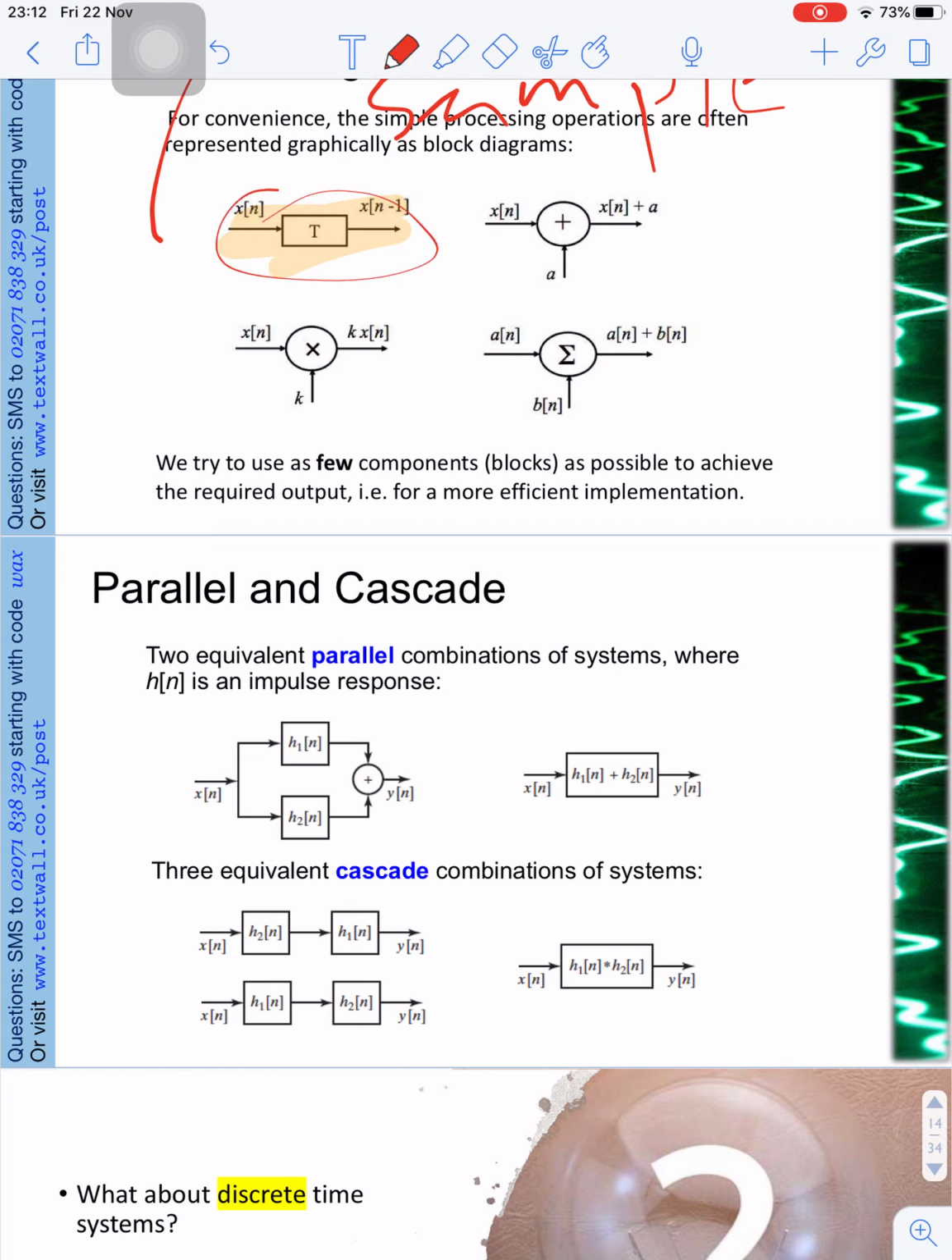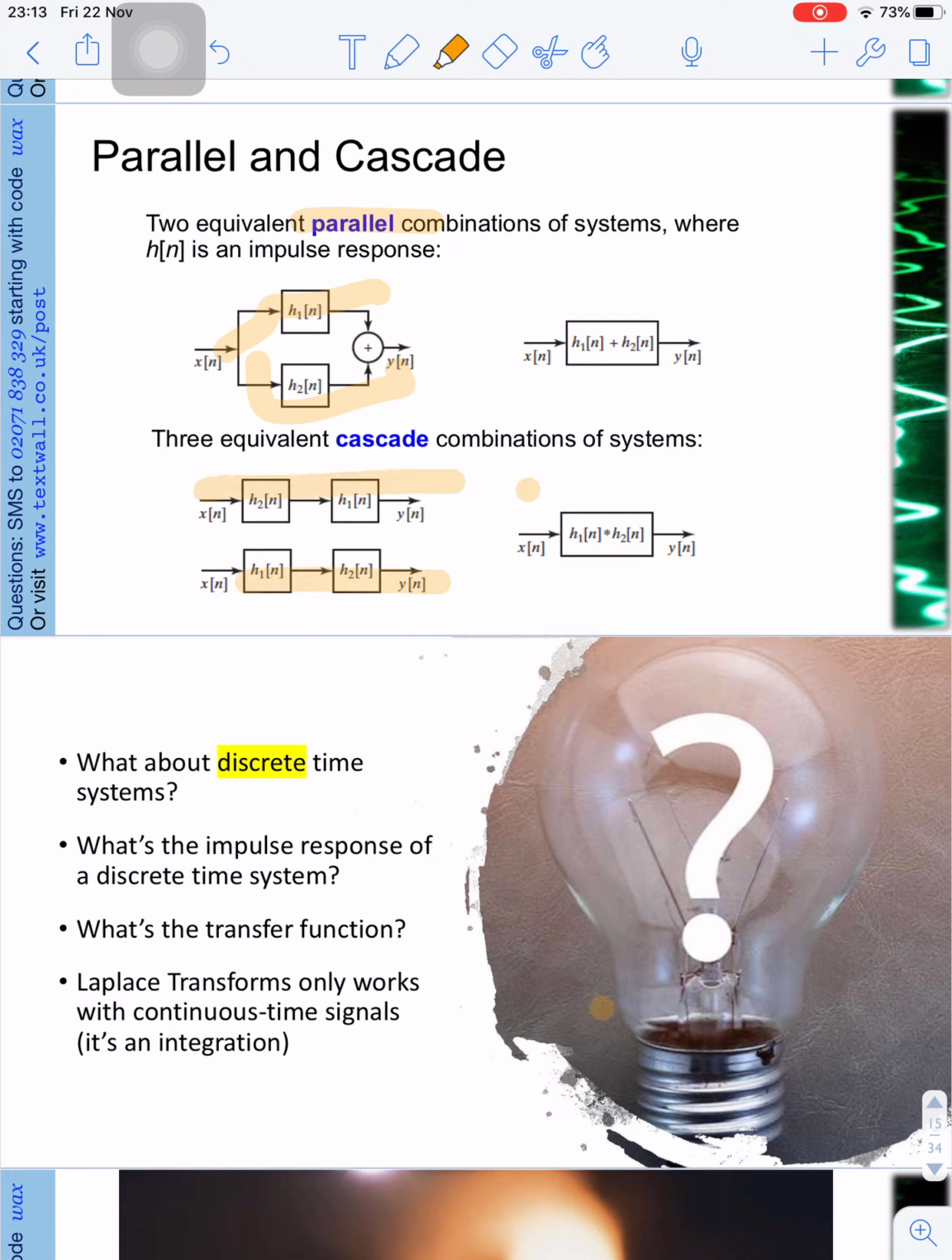And another thing is about parallel and cascade. The parallel is this one, and the cascade is this one. In Chinese it's called 并联和串联. For the cascaded system, we can first go through the first system, then convolve with the second one, or we can first convolve with the second one, then convolve with the first one. I mean, they are all the same, equivalent.